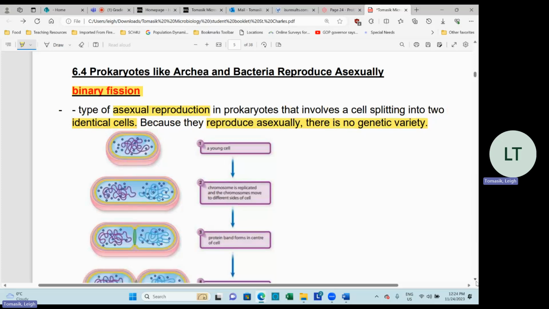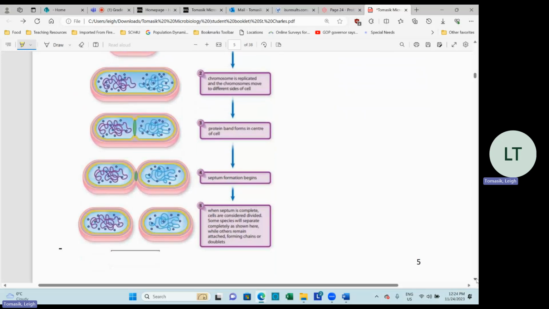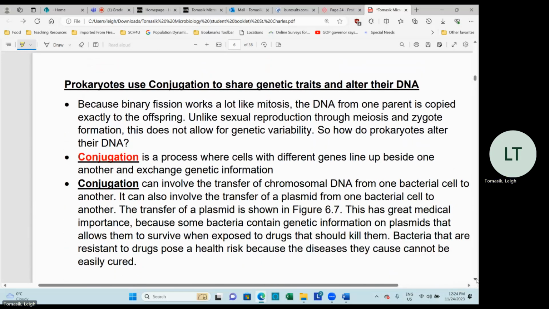And this is a big problem for bacteria because then we can kill them all with the same means. Like we can introduce an antibiotic, and because they're all genetically identical, they all die. It's great. But they have a strategy. The strategy that they use to be genetically variable is called conjugation. And they can use conjugation to share genetic traits, especially new ones, and alter their DNA.